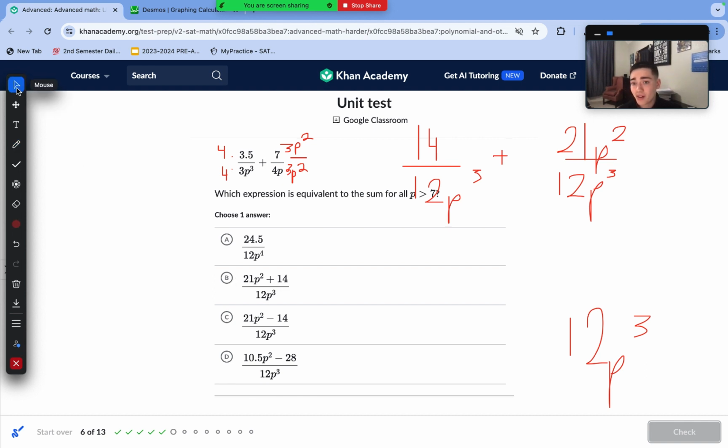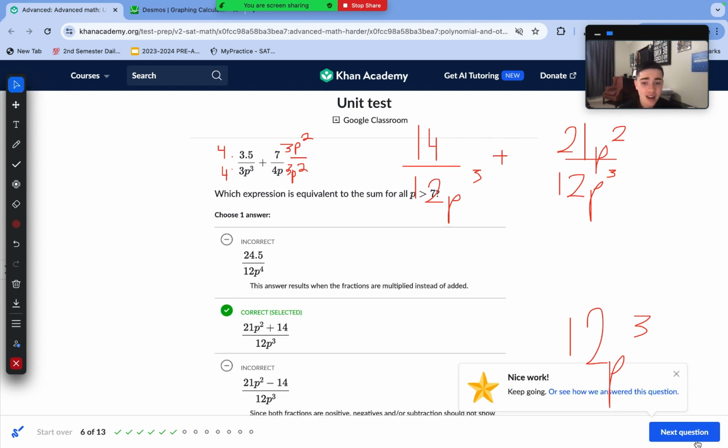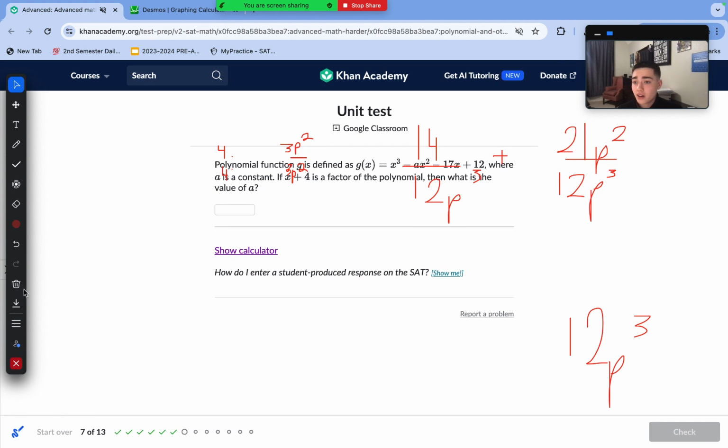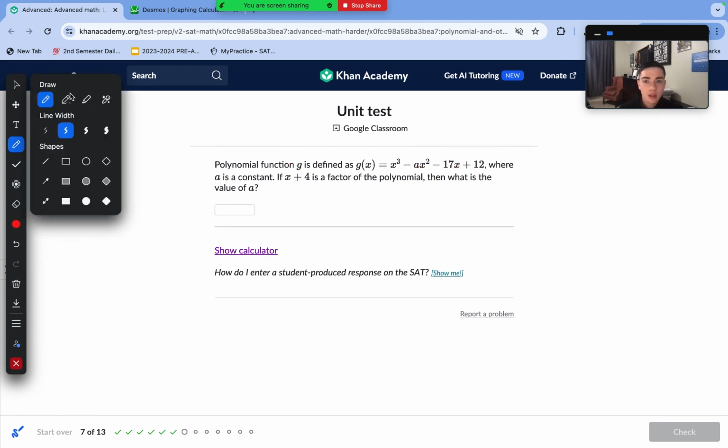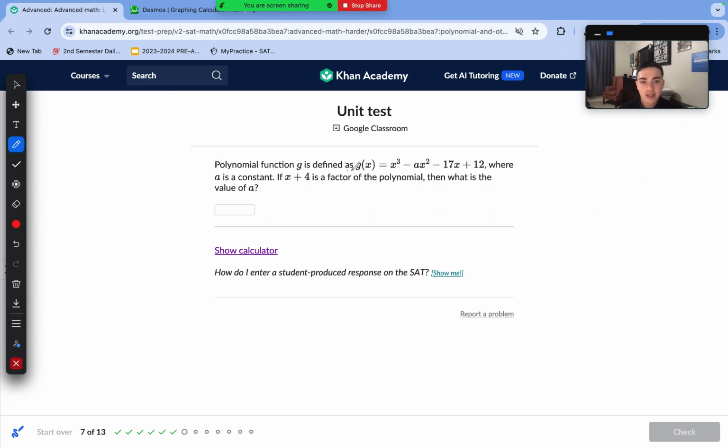So this is going to be equivalent to answer choice B right here, and we can stop right there. On to this next one. Polynomial function g is defined as this, where a is a constant. If x plus 4 is a factor, then what is the value of a? If you know that x plus 4 is a factor of the polynomial, that means when x equals negative 4, g of x equals 0. So we can actually use this to find a.